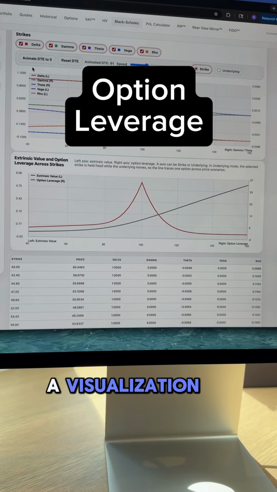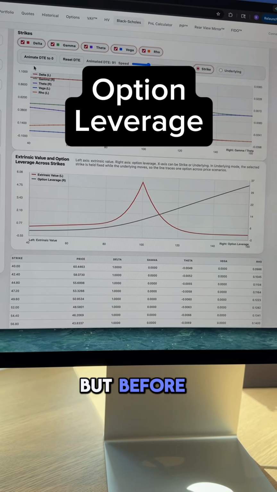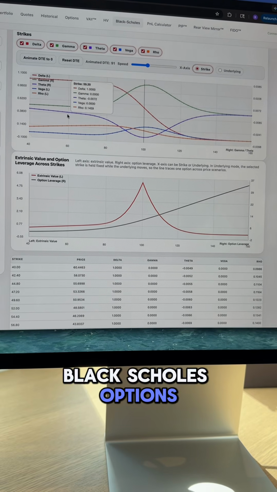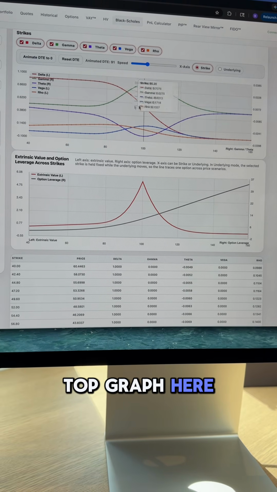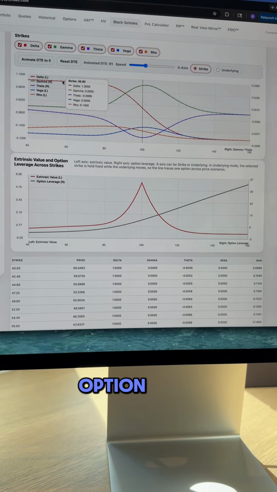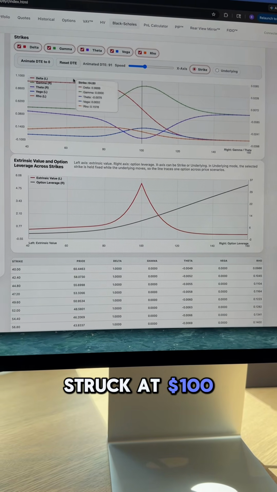Today I want to just give you a visualization of option leverage, but before I do, I just want to show you this calculator that I built. It's a pretty straightforward Black-Scholes options calculator, and on the top graph here, you can see all the Greeks and how they line up. I've got a generic 3-month option on a $100 stock struck at $100, so right at the money.